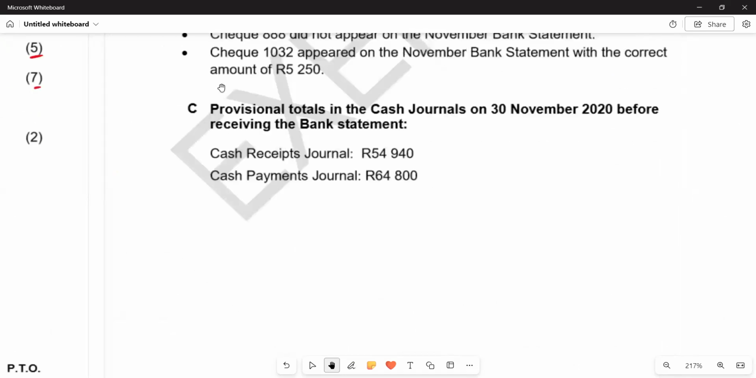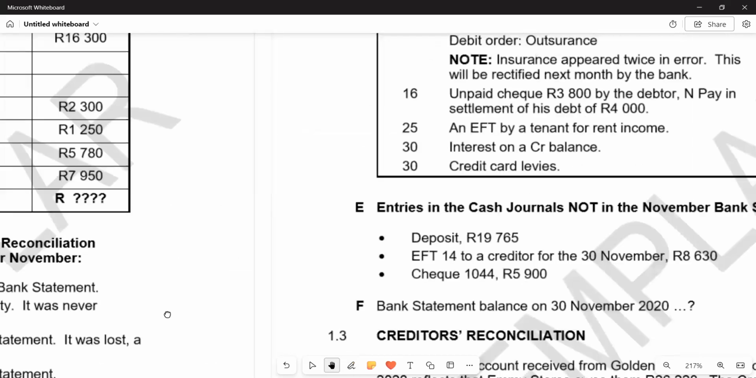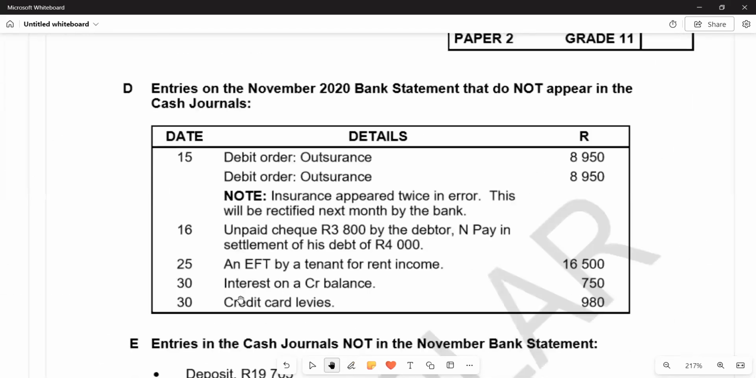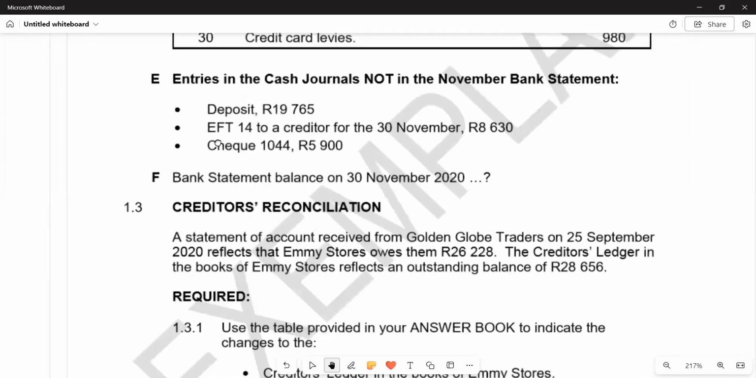Then we go to information C, where we have provisional totals in the cash journals on 30 November 2020, before receiving the bank statement. You are supposed to go through all this information before you start to answer the question. On the next page, we have a continuation of the information. Here we are given information D, entries on the 30 November 2020 bank statement that do not appear in the cash journals. These are some of the adjustments we are going to take into consideration as we do the bank reconciliation.